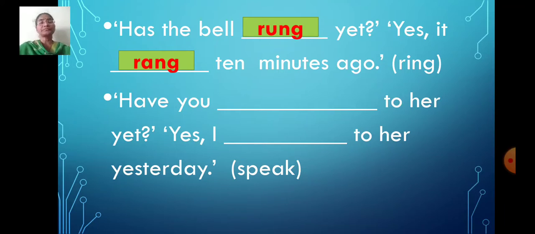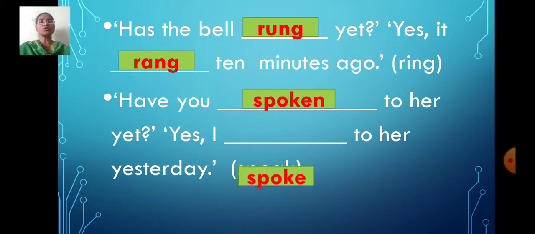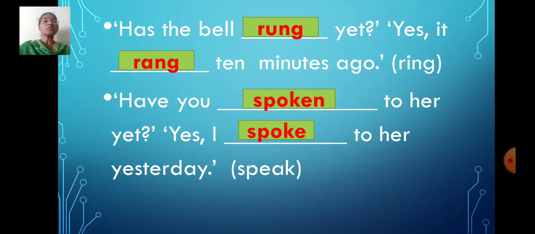Good. Now come on, tell me, have you spoken to her yet? Very good. Have you spoken to her yet? Yes, I. What will be the past tense? Yes, I spoke to her yesterday. Very good. Now repeat after me. Have you spoken to her yet? Yes, I spoke to her yesterday.